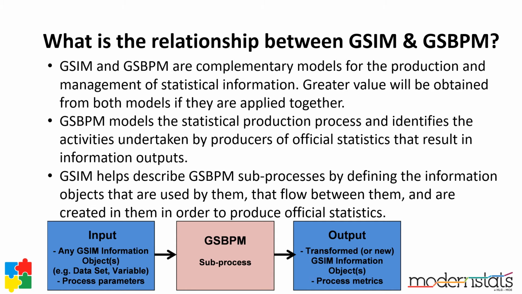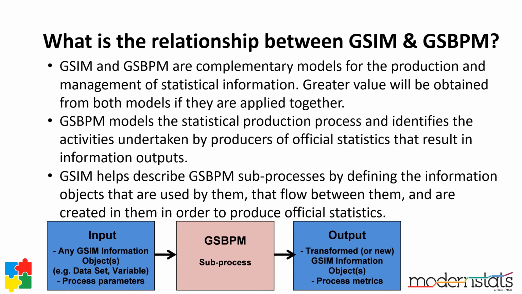The GSBPM models the statistical production process, and it identifies the activities undertaken by producers of official statistics that result in information outputs. GSIM helps describe GSBPM sub-processes by defining the information objects that are used by them, that flow between them, and are created in them in order to produce official statistics.